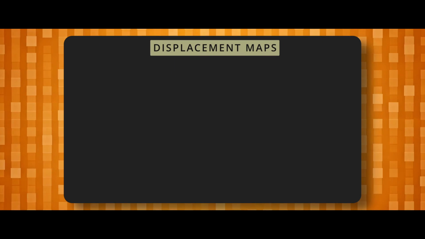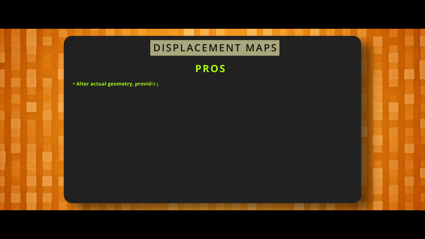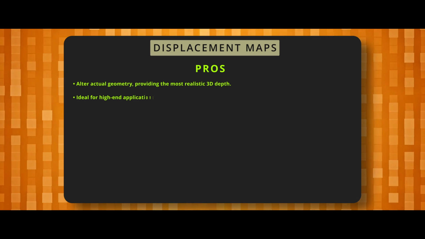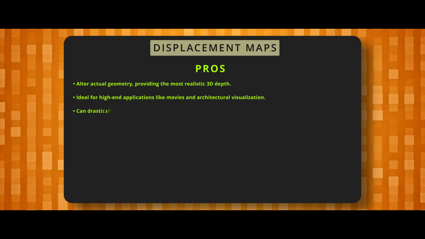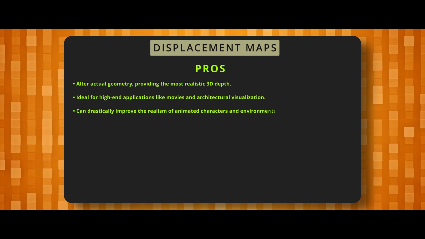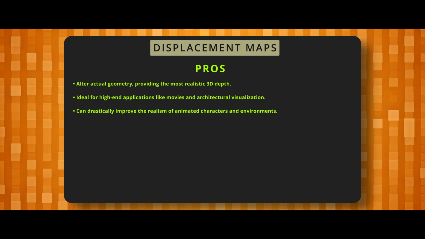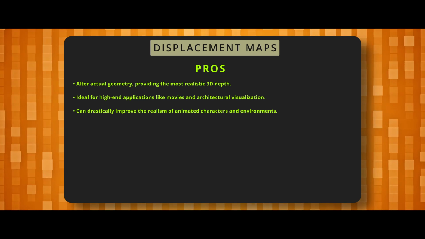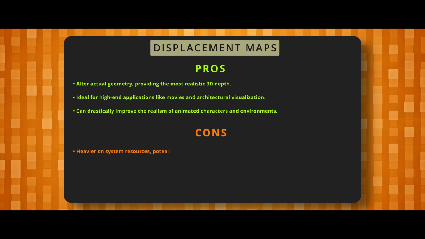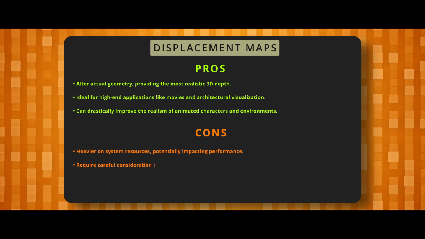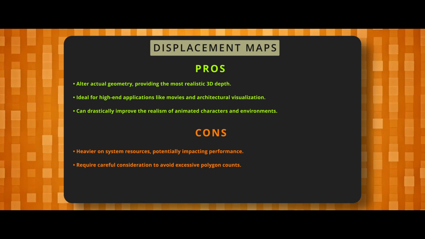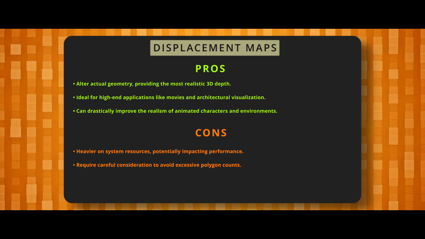Moving on to displacement maps, these alter the actual geometry, providing the most realistic depth. They are ideal for high-end applications like movies and architectural visualization, drastically improving the realism of animated characters and environments. However, they are heavier on system resources, potentially impacting performance, and require careful consideration to avoid excessive polygon counts.